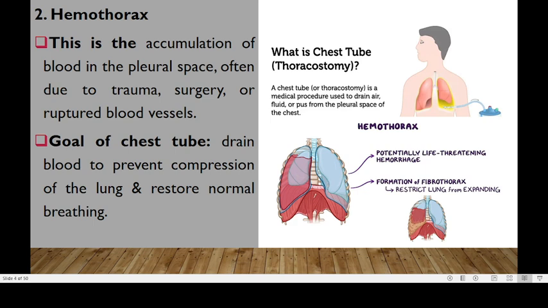The second indication is the hemothorax, which is the accumulation of blood in the pleural space, and it's often due to trauma, surgery, or ruptured blood vessels. The chest tube in hemothorax aims just to drain the blood to prevent compression of the lung and restore normal breathing, just as we indicated in our introduction.